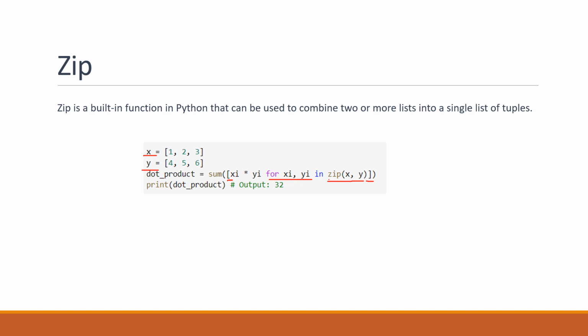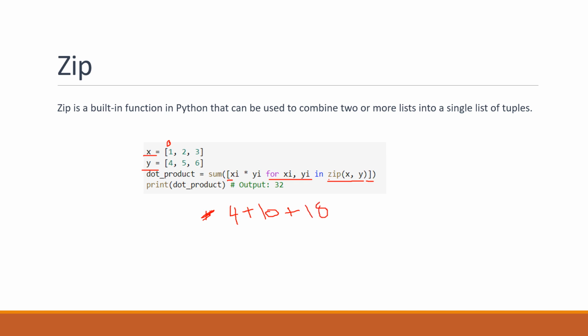So in this case, we'll iterate. In the first iteration, we'll take the first part, which is this index. So we'll multiply 1 by 4, which will be 4. Then we'll add 2 times 5, this is the second iteration, which will be 10. Plus 3 multiplied by 6, which is equal to 18.